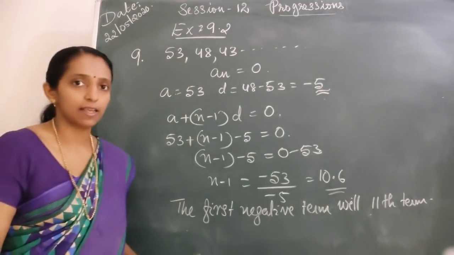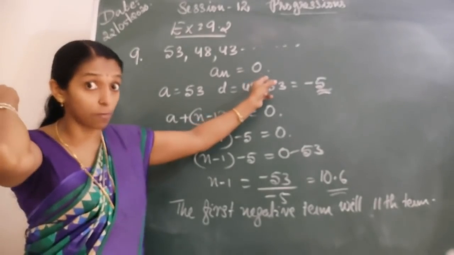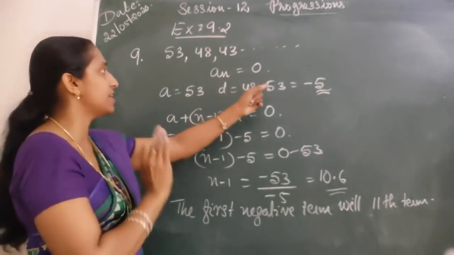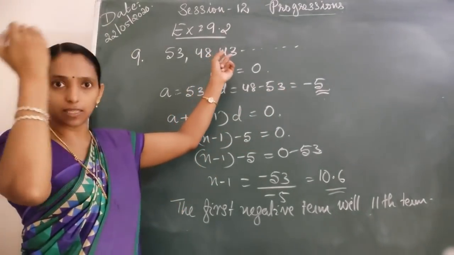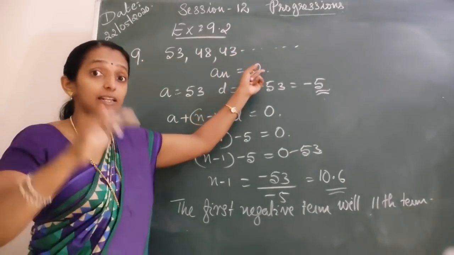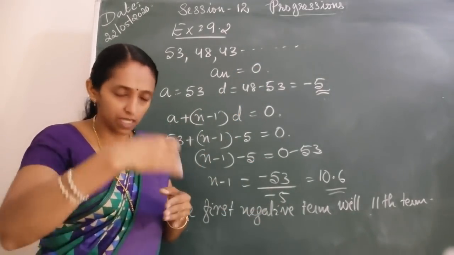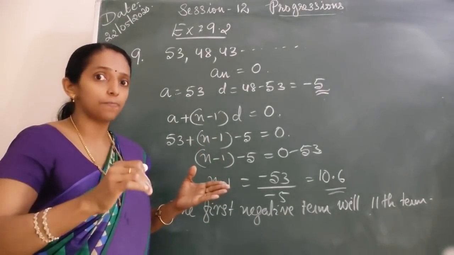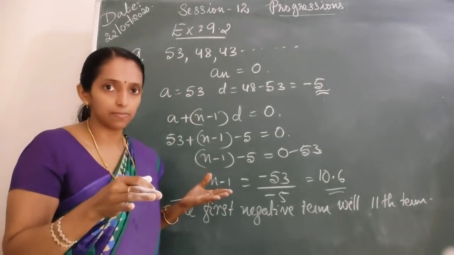Okay, did you understand? We supposed that after 0 only the negative term will come. As the common difference is minus 5, the sequence is going backward only. And we suppose whether 0 will be a term. If 0 is a term, of course the next term will be the first negative term. You have to check in which position the first negative term comes.